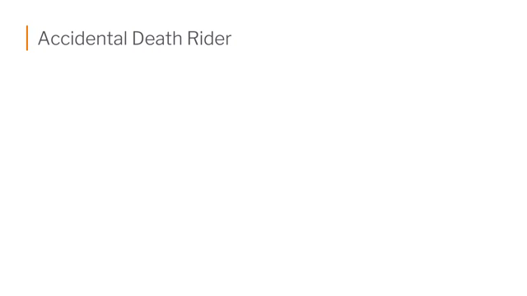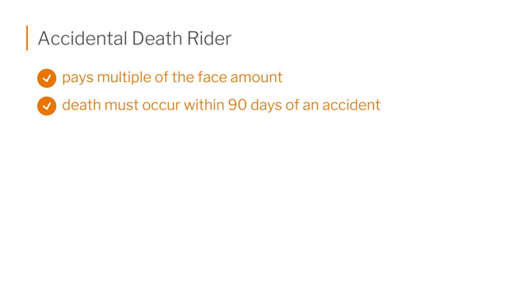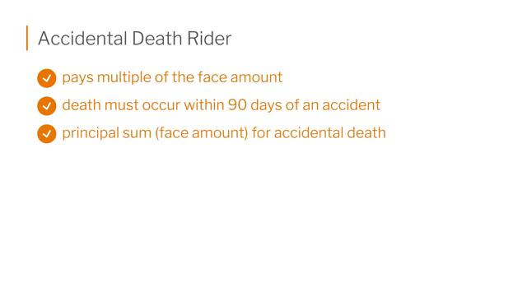Accidental death. This rider is actually a form of accident insurance that is attached to a life insurance policy to add benefit. It's got two parts actually. It's called AD and D. The first D is for death, the second one is for dismemberment. So let's talk about the death benefit portion. The accidental death pays multiples of the face amount. You have to die as a direct result of an accident within 90 days of the accident. And it will pay the principal sum. That's a term you might want to remember. The principal sum is what is paid out for the death benefit.